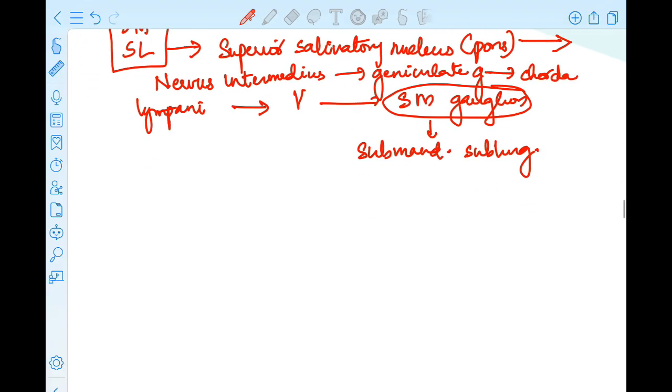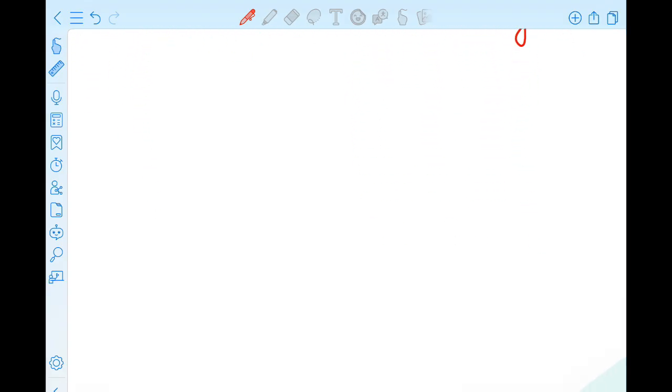Now we have the most important, that is the parotid. Again, these are parasympathetic fibers. In the case of the parotid, the preganglionic fibers arise from the inferior salivatory nucleus. In the case of submandibular and sublingual, I told you it is from the superior salivatory nucleus, which is a nucleus of the facial nerve. But here, the inferior salivatory nucleus is a nucleus of the glossopharyngeal nerve. The preganglionic fibers arise from the inferior salivatory nucleus, which is in the upper medulla, and then travel via the tympanic branch. The tympanic branch is a branch of the glossopharyngeal nerve.